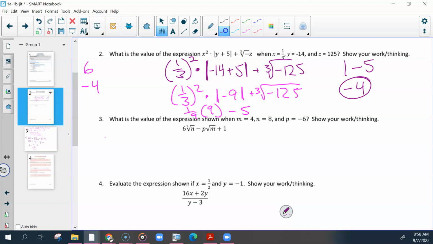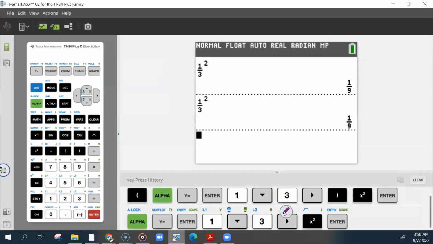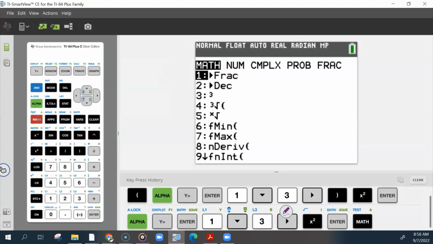Did we have any other questions that we wanted to go over on this quick check page? Jasmine, the third one. And then Sophia. I just have a question about number 2. How do you do the square root? The cube root in the calculator. If you go into math, this is number 4.